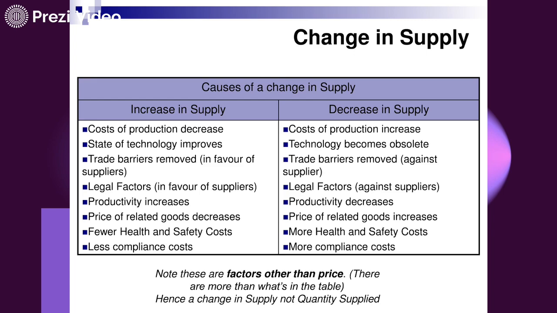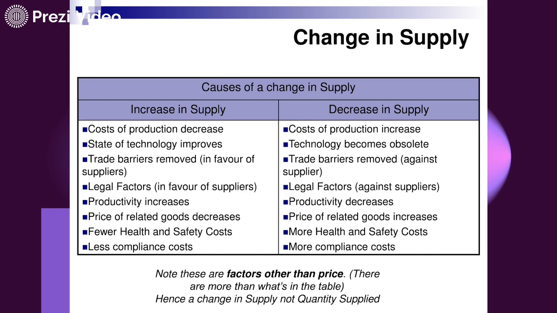So that one's a little bit tricky, but just think about your profit. Fewer health and safety costs, that's going to help increase my supply. Less compliance costs, that's also going to increase my supply. Compliance, those are just laws and regulations as well. So now let's look at on the right, what would decrease my supply?